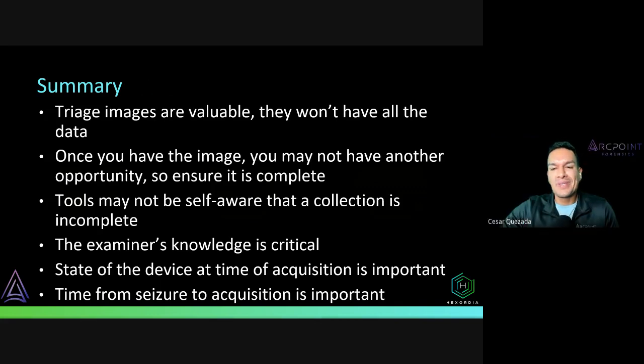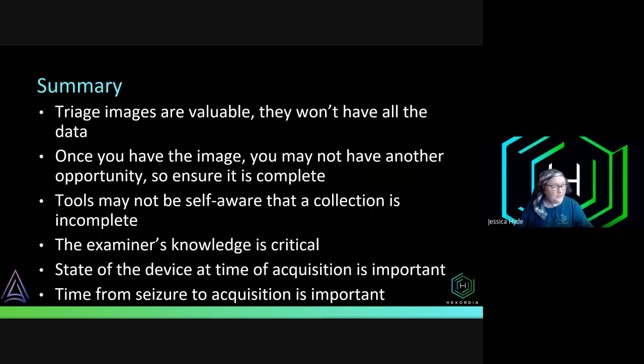So tools may not be self-aware that the collection is incomplete, right? In the example of the Android, the tool thought it was complete. It gave us the 1 gig. However, it was completely missing that 16 gigabytes of data. So your tool only knows as much as it knows. It's up to you as the examiner to do your due diligence and to make sure you are getting what you expect to get. And that means going through the websites, going through manufacturer pages, just to make sure you have all the data that you expect to get and not just relying on the tools. And this is why it takes an examiner, not automation. Correct.